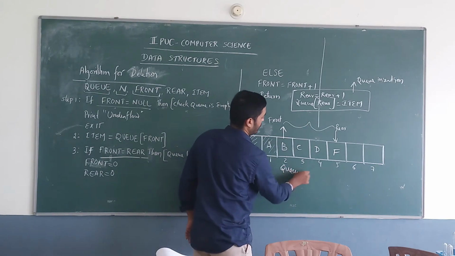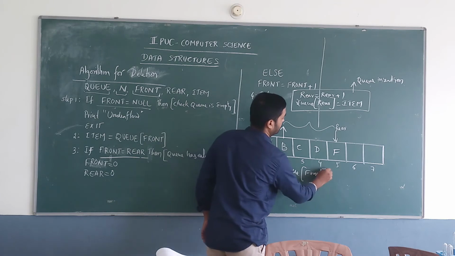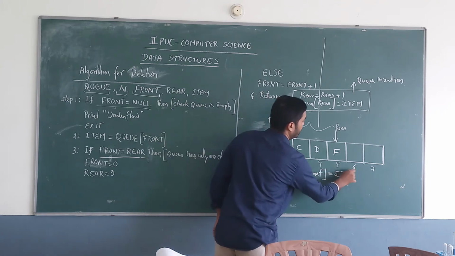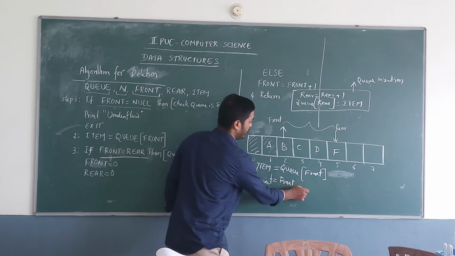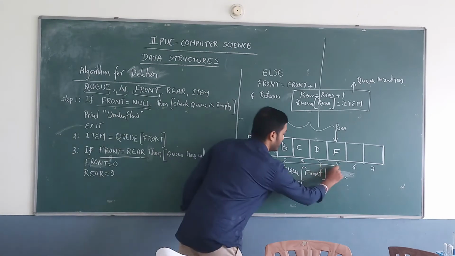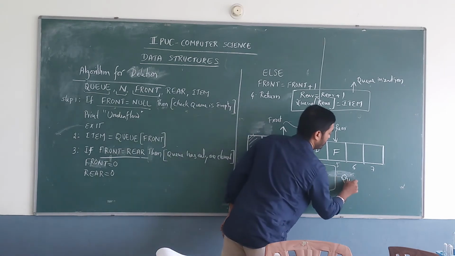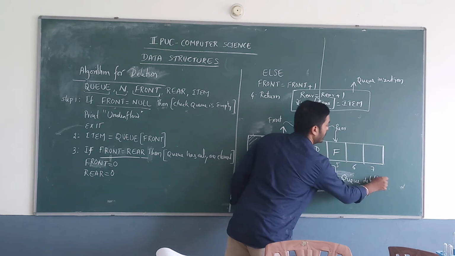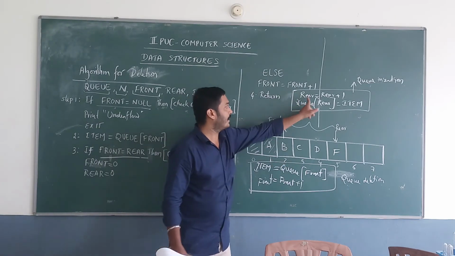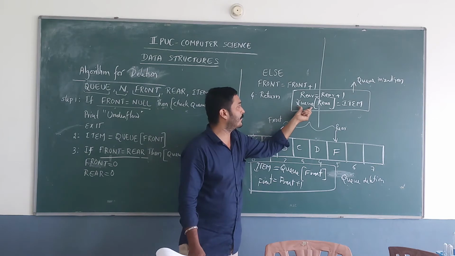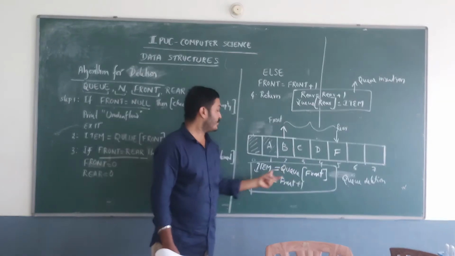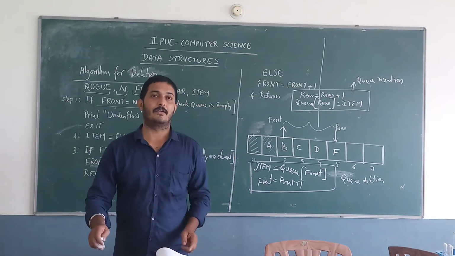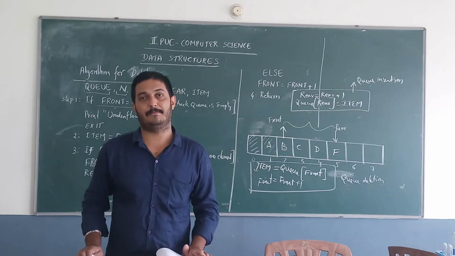item equal to Q of front, or you can write Q of front equal to item, and front equal to front plus 1. These two statements belong to Q deletion. So this is Q insertion and Q deletion. Under insertion, rear equal to rear plus 1, then Q of rear equal to item. Under deletion, item equal to Q of front and front equal to front plus 1. Okay, these are about the Q insertion and deletion operations.